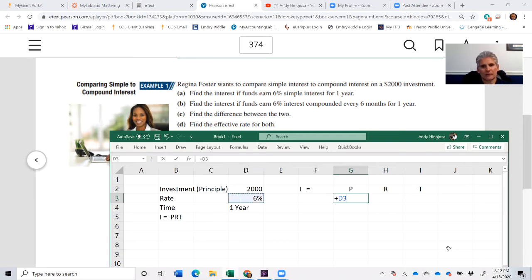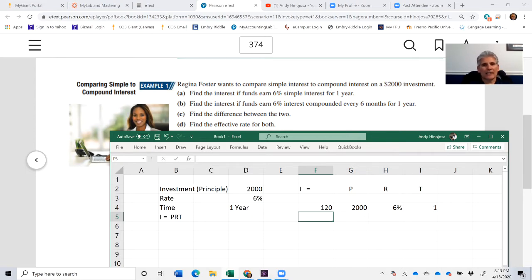We'll just reference it, $2,000. The rate is 6%, we'll use that, and the time is 1 year. So actually, we'll just put 1 here, for 1 year. And that would then mean that if we take 2,000, multiply it by 6%, and for 1 year, then one would expect to receive $120 of interest over that 1 year.